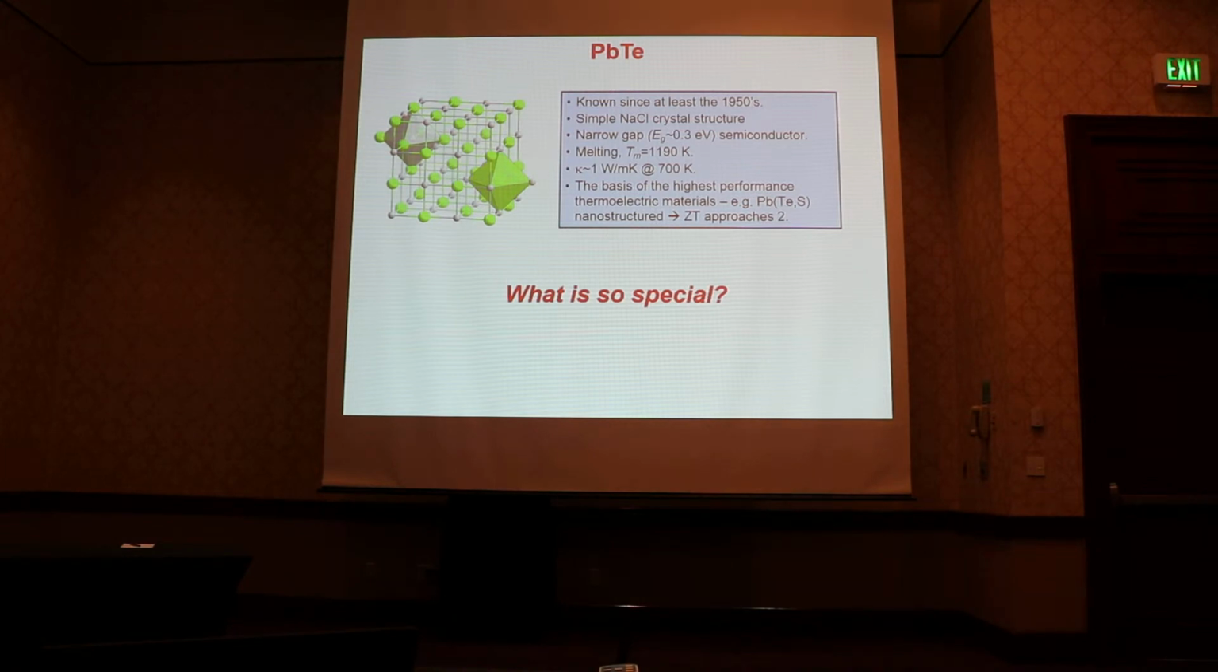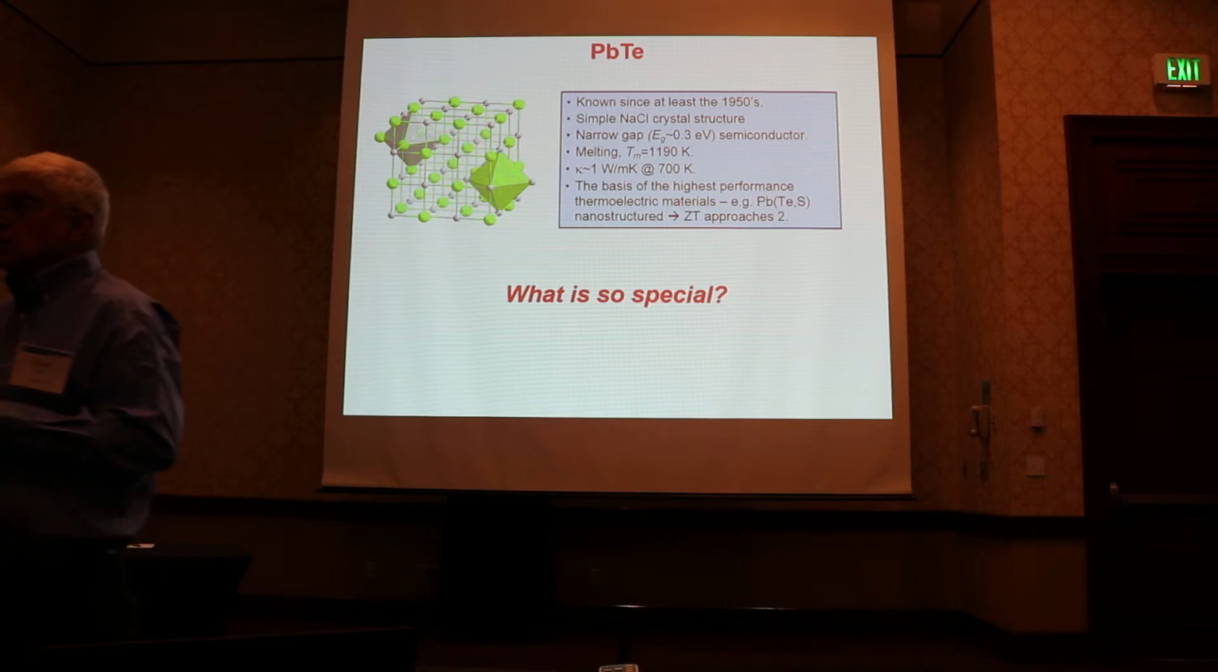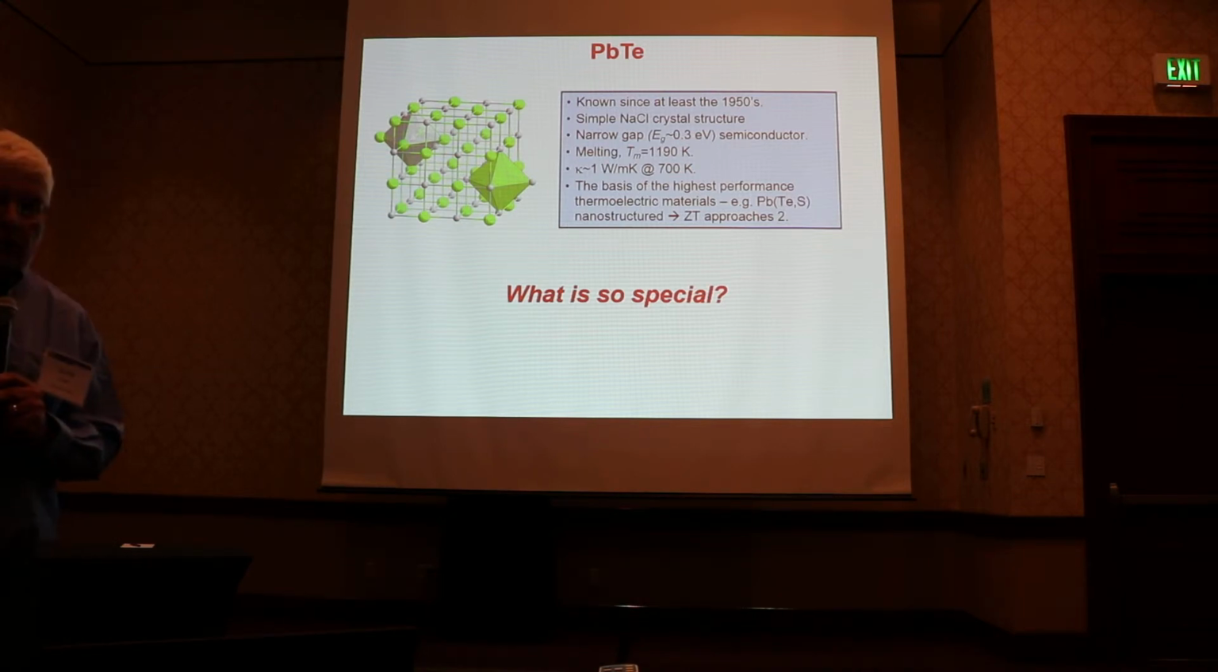So I want to start with lead telluride. Lead telluride is a material that was used in spacecraft. It wasn't used in Voyager, but it was used in Pioneer. Voyager was based on silicon germanium. But it's a material that's been known since the 1950s, and it had a figure of merit at that time known to be ZT equals 0.6. But recently people have done a lot of work on lead telluride-based materials and have discovered that by various modifications, the performance can be very much higher than that, higher than 2 actually.